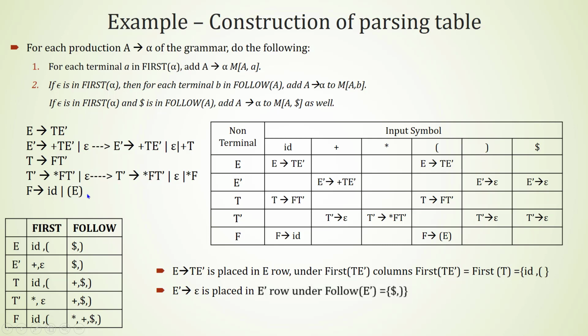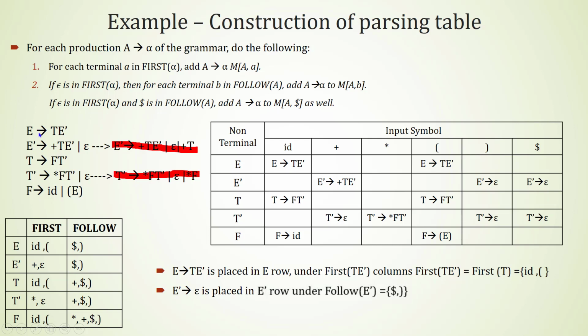Here I have a grammar. This grammar we have already discussed, and from this grammar we already found first and follow. This is the format of the parsing table, where rows represent all the non-terminals and columns represent all the terminal symbols including dollar. Now look at these productions. We need to consider these productions again, because earlier they were used only to find first and follow.